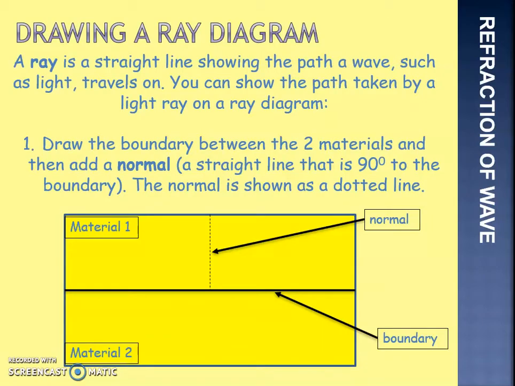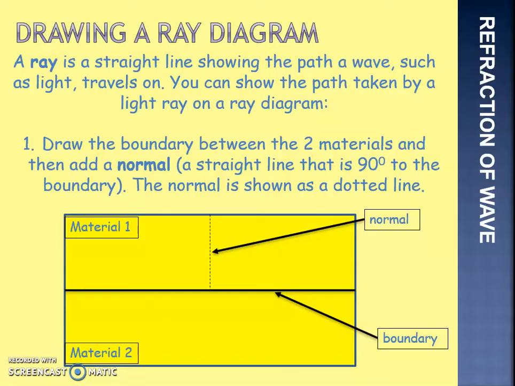Okay, so drawing a ray diagram to show the path a wave takes. So a ray is a straight line that shows the path a wave like light travels on. We can show the path taken by this on what we call a ray diagram, and here's how we draw one. First off, you draw the boundary between 2 materials. That's that straight line bisecting the yellow box there. So that would be our boundary.